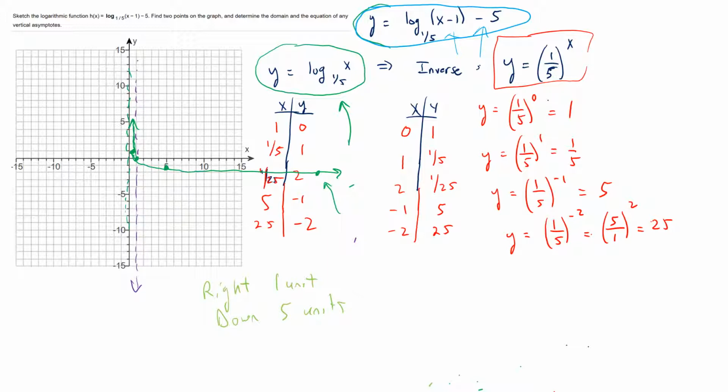Whenever we have a logarithmic function, there will always be a vertical asymptote. And so that's actually one of the things they wanted me to find, the equation of the vertical asymptote. The equation of the vertical asymptote is x equals 1. That's the equation of the purple line. They also want me to find the domain.